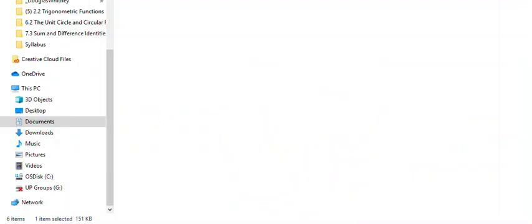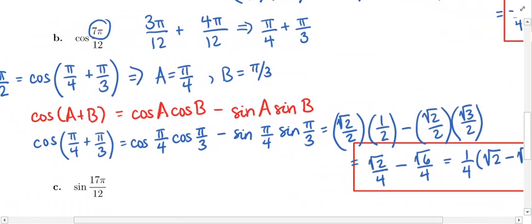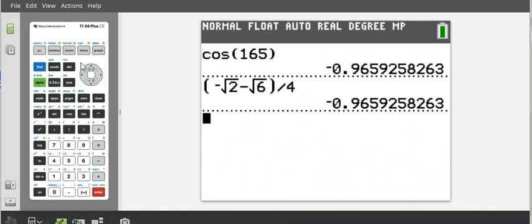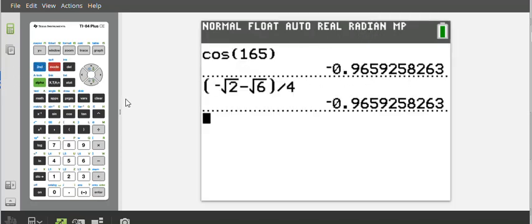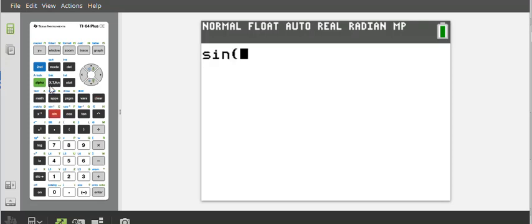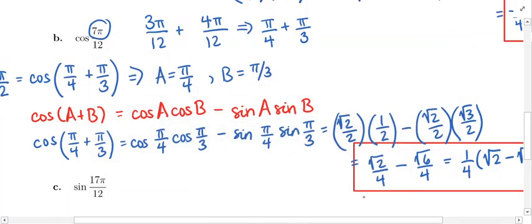Last thing you should do, if you can, you should check yourself. So I am going to go to my calculator and plug this in. I do need to switch to radian mode. So I'm going to go to mode. I'm going to go to radian. And you can see up here I'm in radian mode now. I'm going to compute the cosine of 7 pi over 12. Get the decimal expansion. I need to compare it to what I got as the answer.